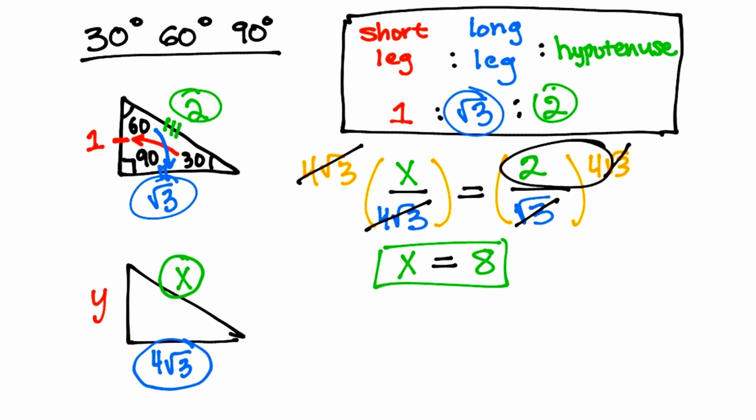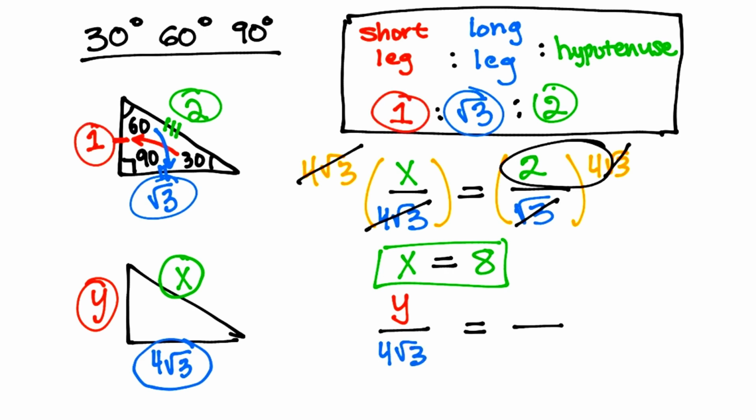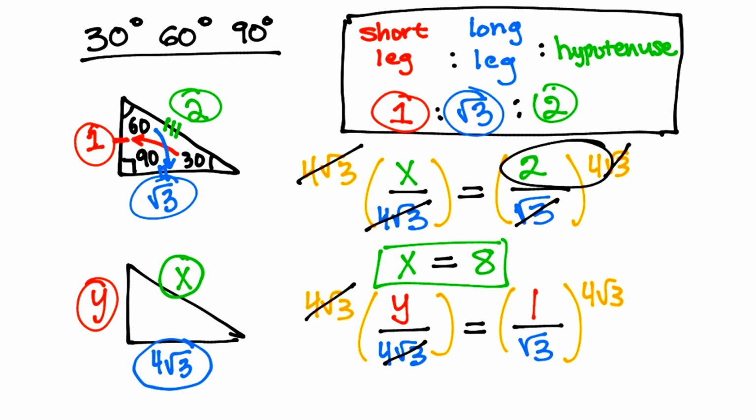In order to solve for the short leg, we'll set up another ratio. So this time, we want to find y, given the long leg as 4 square root of 3. And in our flashcard, we know that the short leg is 1, and our long leg is square root of 3. So again, we'll multiply both sides of the equation by 4 square root of 3. It would cancel out on the left, and then square root of 3 would cancel. And what we would be left with is just y equals 1 times 4, which is equal to 4.